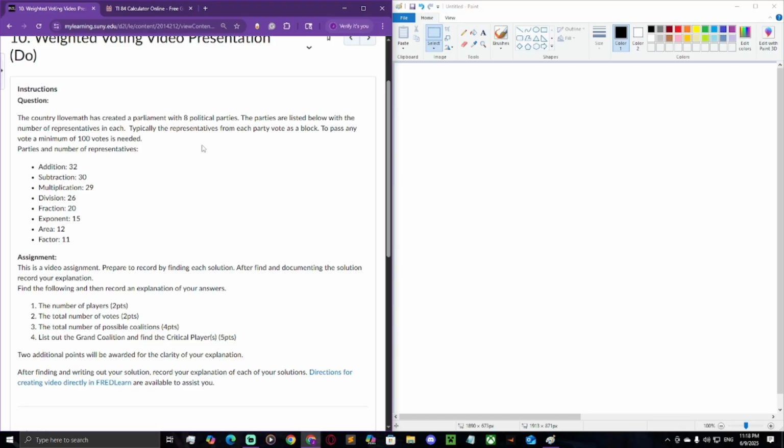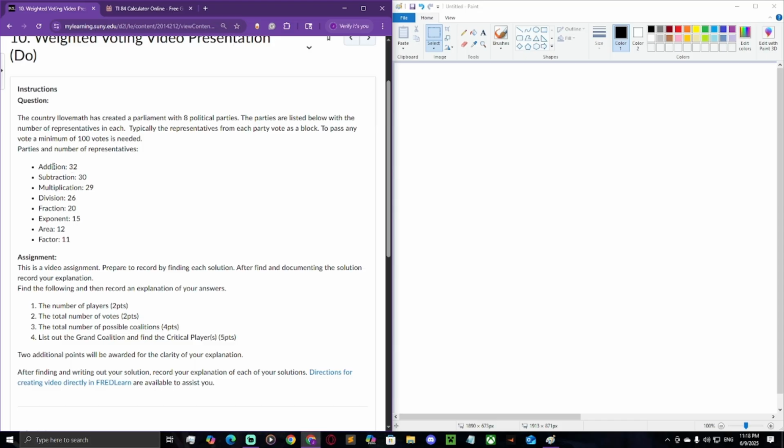Now, going through the question, the country does not matter, this part does not matter, this matters. Typically, the representatives from each party vote as a block. That basically means that we are not splitting any of these numbers. And to pass any vote, a minimum of 100 votes is needed. That's our quota. So our first question is our total number of players.